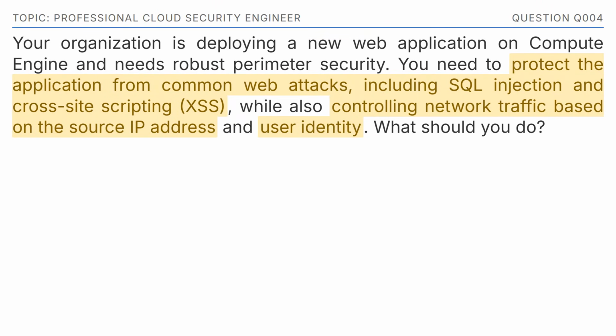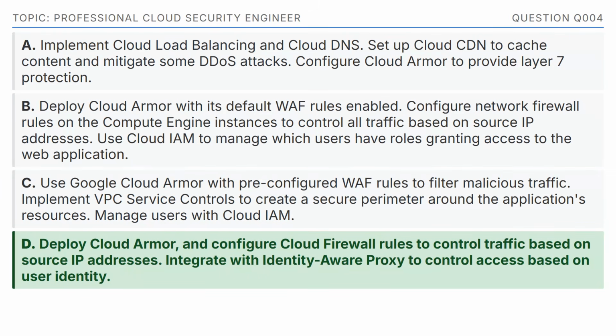To arrive at the correct answer, we focus on the keywords: protect the application from common web attacks, including SQL injection and cross-site scripting, XSS, controlling network traffic based on the source IP address, user identity. The correct answer is option D, deploy Cloud Armor and configure Cloud firewall rules to control traffic based on source IP addresses. Integrate with Identity-Aware Proxy to control access based on user identity.